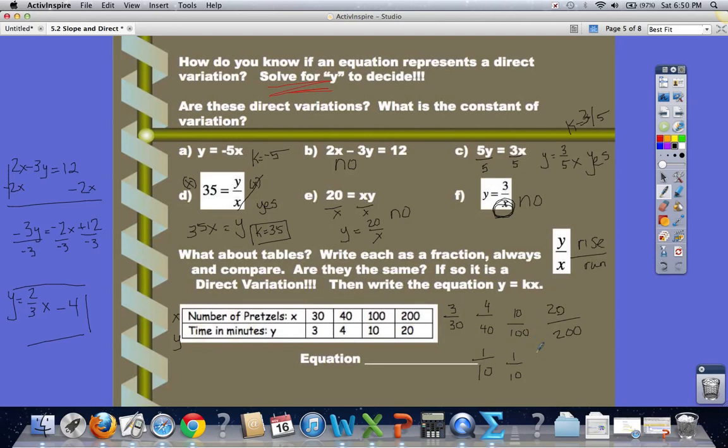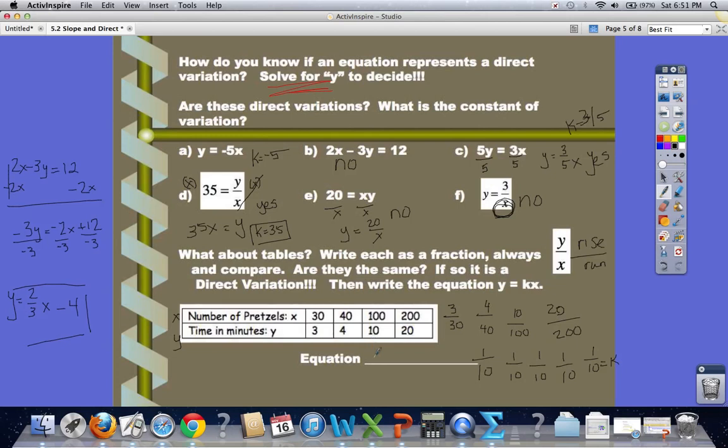10 divided by 100 is 1/10. And then 20 divided by 200 is also 1/10. Now, if all the numbers in the table have the same ratio, then you will have the same constant of variation, which is going to be 1 over 10. So if that's the case, that's what k is, 1 over 10.